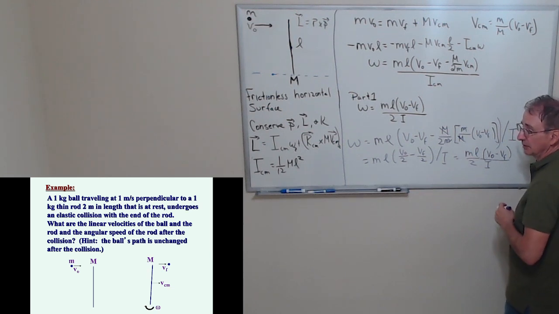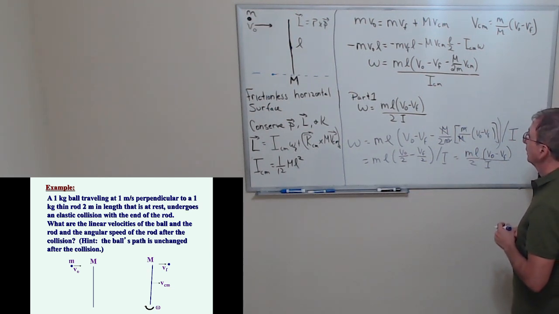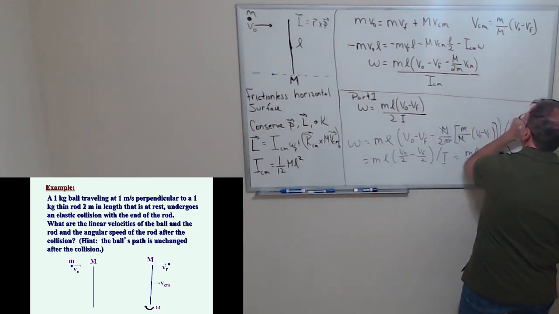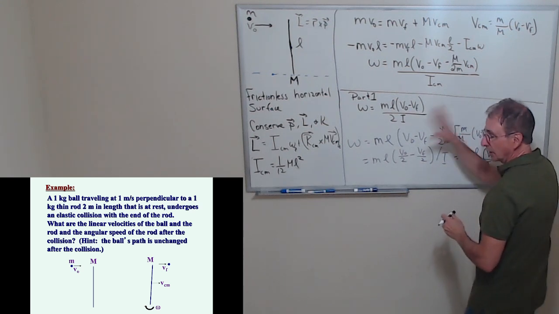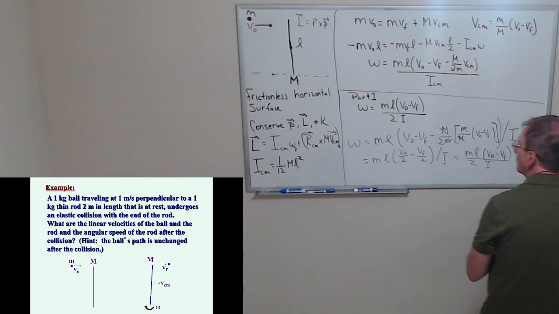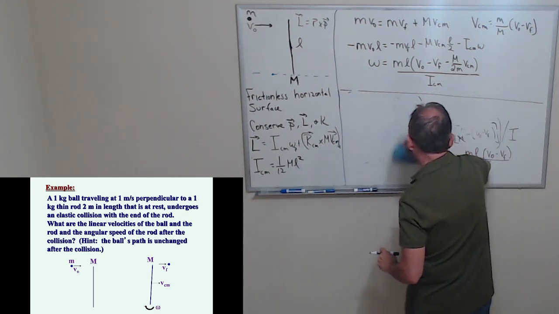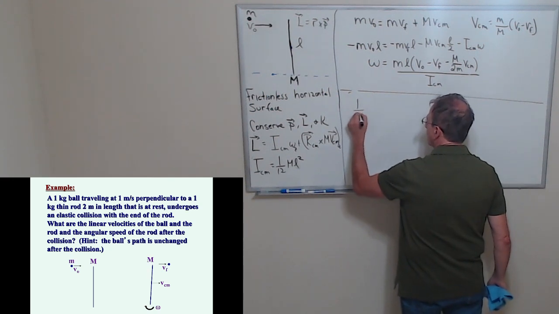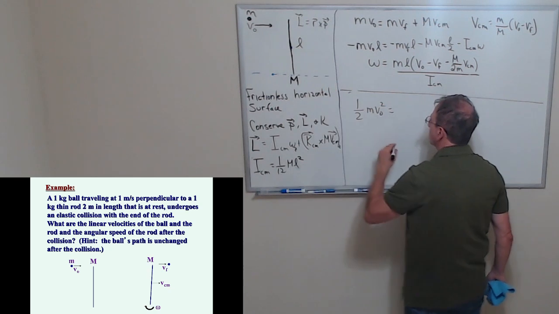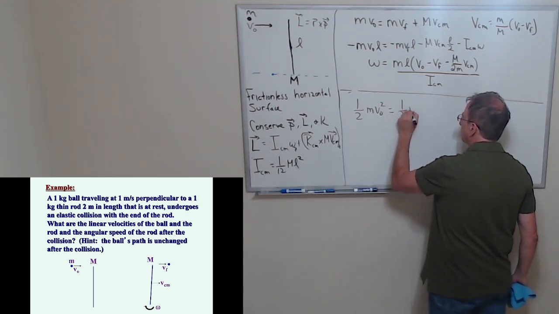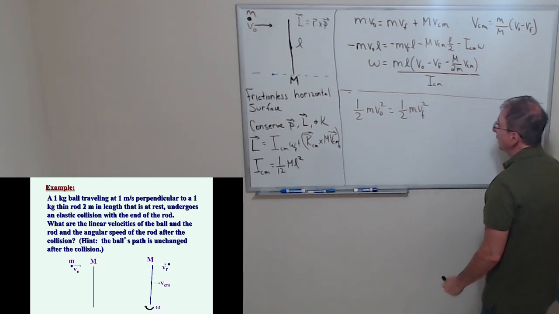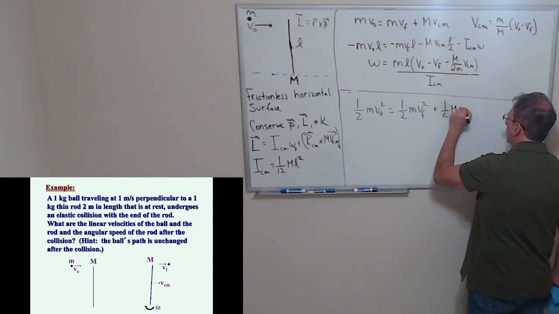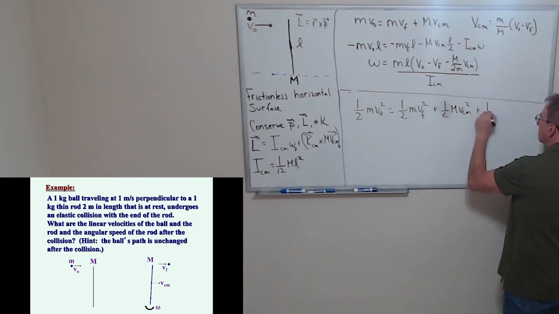Well, I need to also write down the equation for the kinetic energy. So let's do that. Let me erase this. I'll write the last equation here. Unfortunately, I don't have a lot of space. So I'm going to start with my initial kinetic energy of that object, and then my final kinetic energy of that object is going to be this. And then the rod's going to have kinetic energy of the center of mass and the kinetic energy about the center of mass.